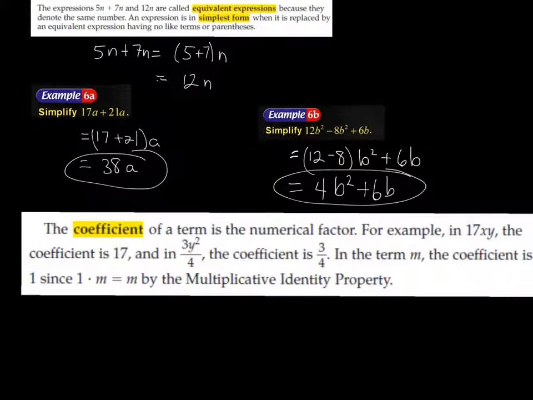The coefficient of a term is the numerical factor, so the number in front of the variables. For example, in 17xy, the coefficient is 17, and in 3y squared over 4, the coefficient is 3/4. In the term m, the coefficient is 1, since 1 times m equals m by the multiplicative identity property.